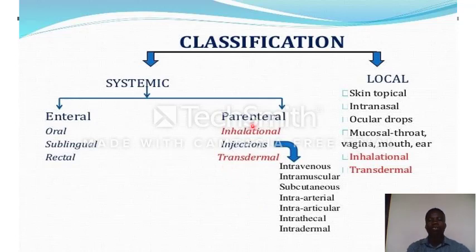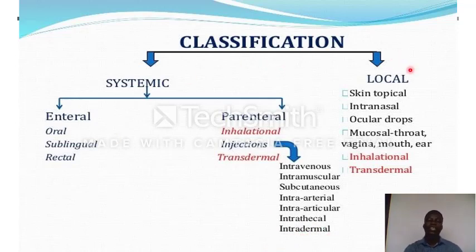So for the parenteral route, we have inhalational, then injections. Under the injection, we have intravenous, intramuscular, subcutaneous, intrathecal, intraarticular, and intradermal.